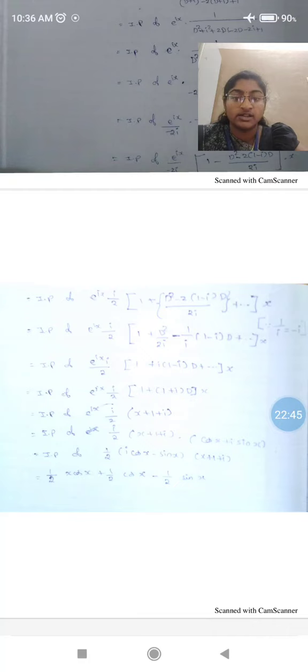See in the third last step, the imaginary part of i by 2, again taking e power ix into (cos x plus i sin x) times (x plus 1 into i). Keep the constant outside, so 1 by 2 outside. Next just multiply these two terms in the bracket: (i cos x minus sin x) into (x plus 1 into i). By multiplying both the terms we get the equation as 1 by 2 x cos x plus 1 by 2 cos x minus 1 by 2 sin x.